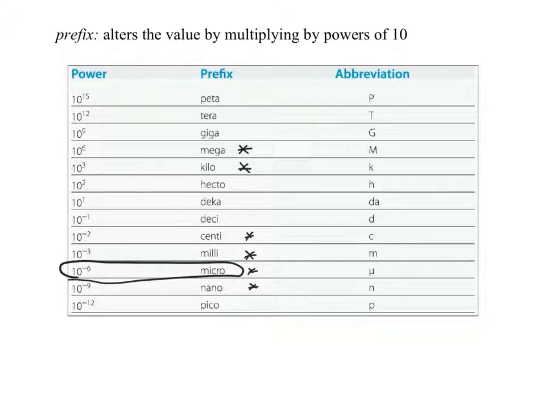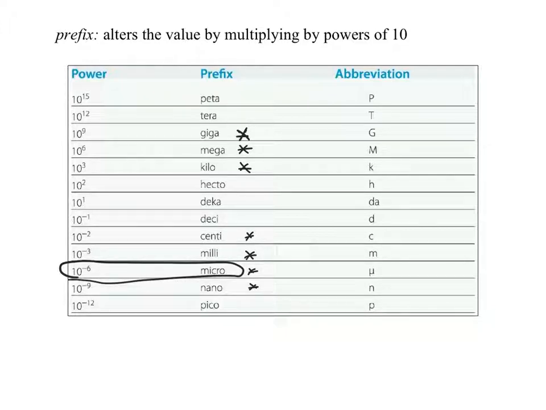Actually, put an asterisk next to giga also, and the reason I'm going to say that is because when it comes to computer science, gigabytes, very good. Even terabytes are used nowadays because we have such large storage capacity. But the nice piece about these, take a look. Notice a trend? There's a trend.